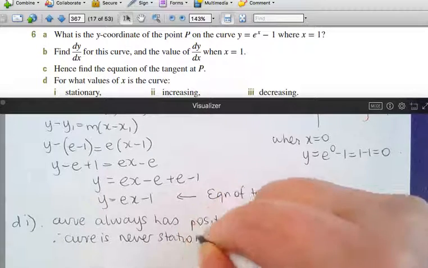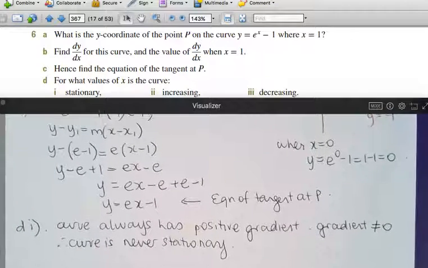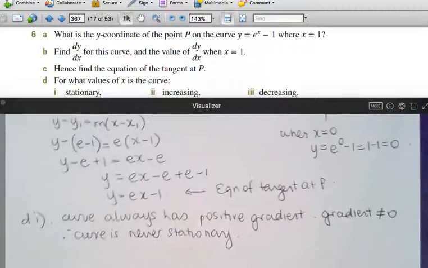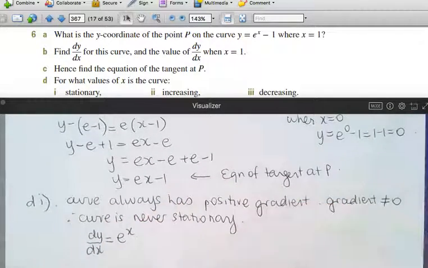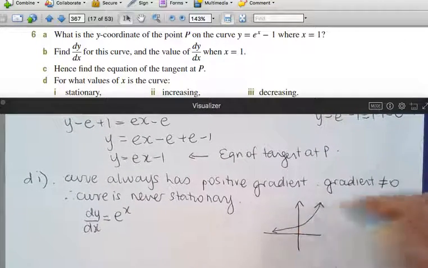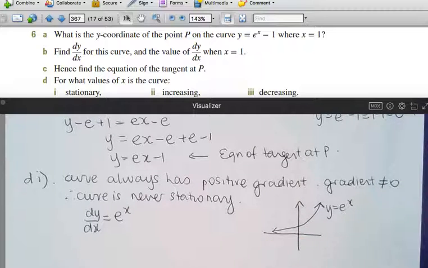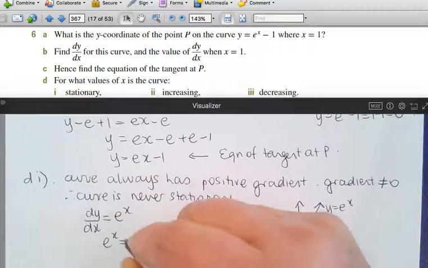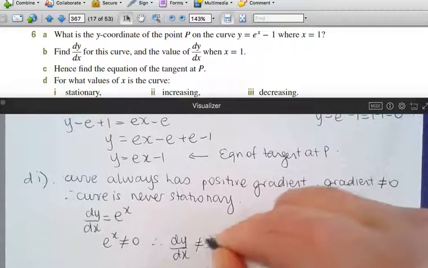Now, how can I prove that? I'd have to show that the derivative could never equal 0. So dy dx is the derivative of my curve, and that's e to the x. Now, if I sketch e to the x, it looks like this. That approaches 0 but never equals 0. So e to the x never equals 0, therefore dy dx cannot equal 0.